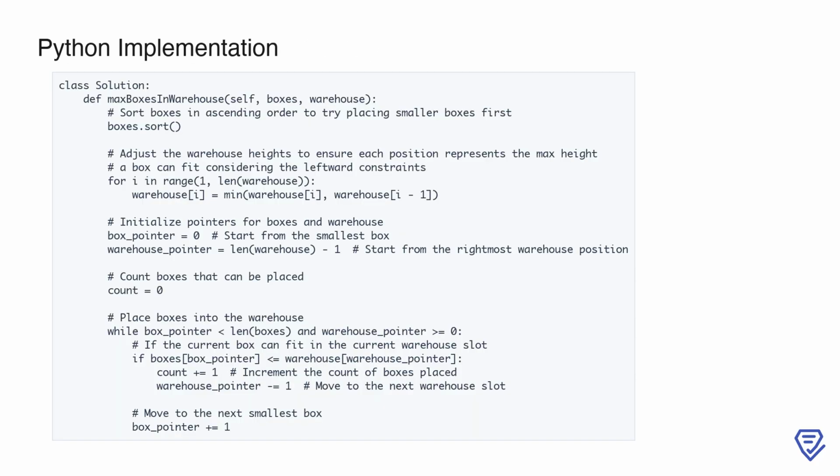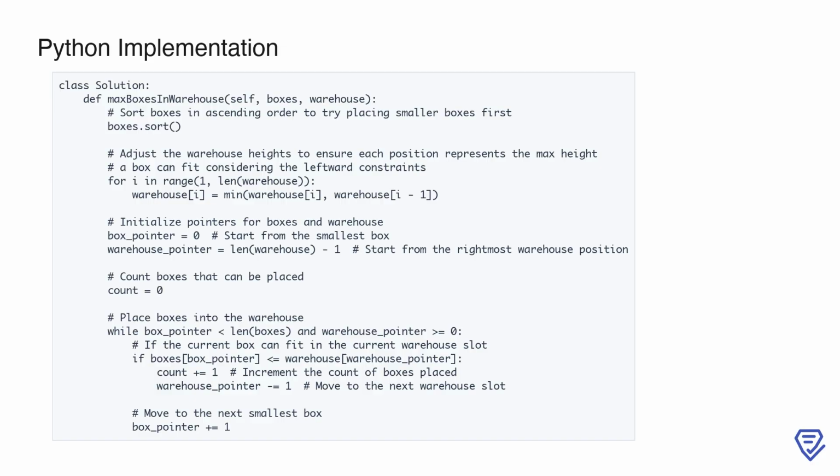Here, we start by defining the maxBoxesInWarehouse function inside the solution class. The first step is to sort the boxes array in ascending order. This allows us to try placing the smallest boxes first, which is important for optimizing the placement given the warehouse constraints. Next, we adjust the warehouse array to account for the leftward constraints. As we iterate through the warehouse, each position is updated to the minimum of its current height and the height of the position to its left. This ensures that each position represents the maximum height a box can fit, considering the leftward restrictions.